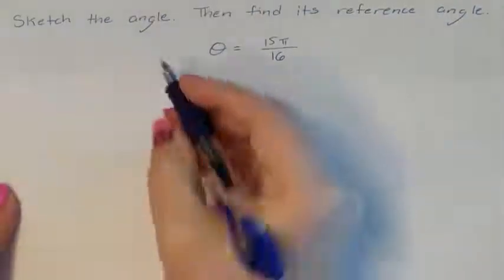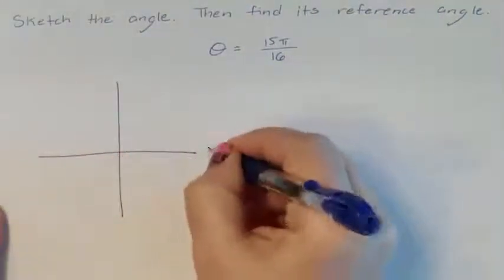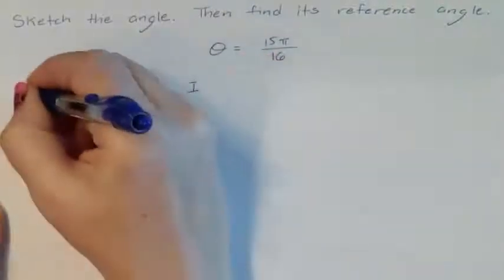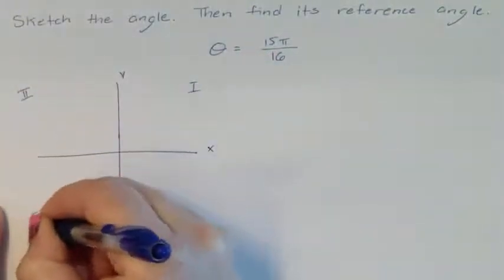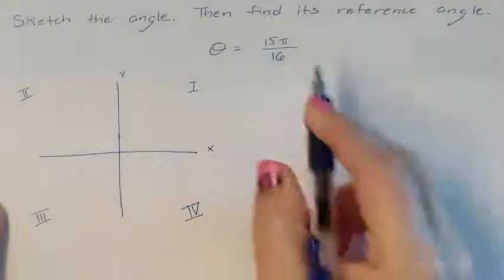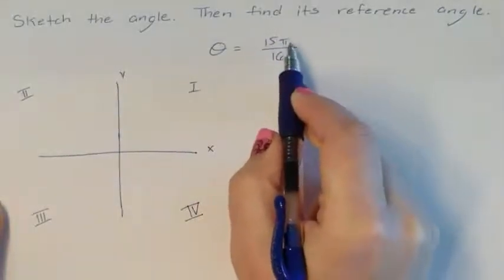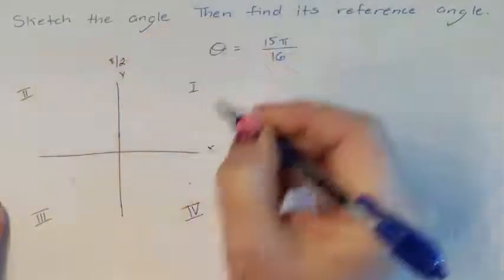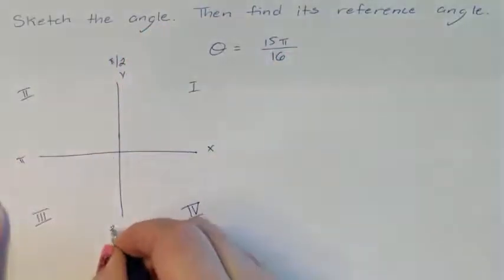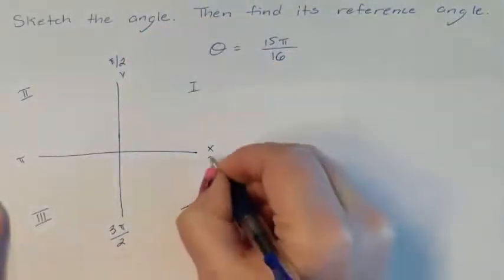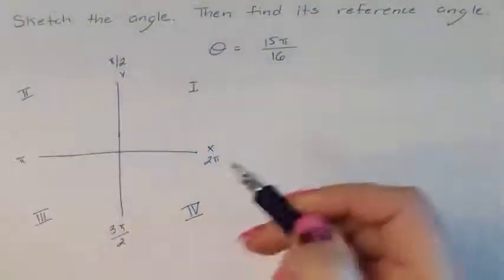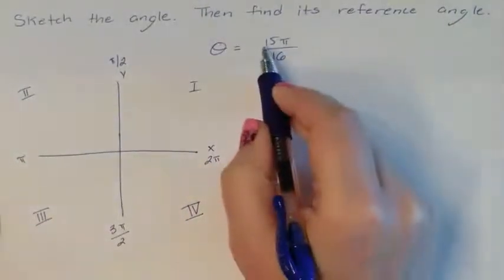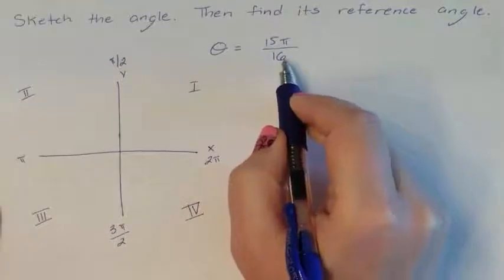So we're being asked to sketch the angle. If you're sketching the angle, then you need an XY axis that labels the quadrants, quadrants 1, 2, 3, and 4. Now I need to figure out where 15 pi over 16 is. Well, this right here is pi halves. This is pi. This is 3 pi halves, and this is 2 pi. Those are our 4 kind of identifiers. So I need 15 pi over 16.